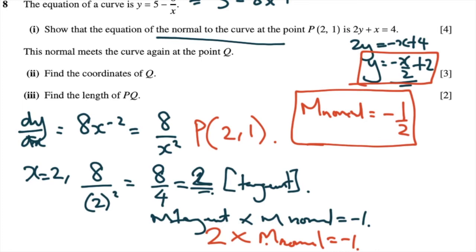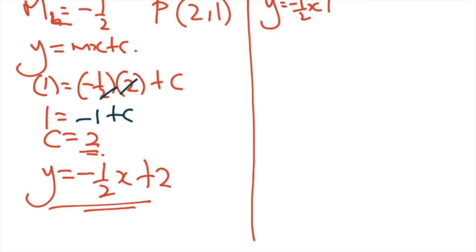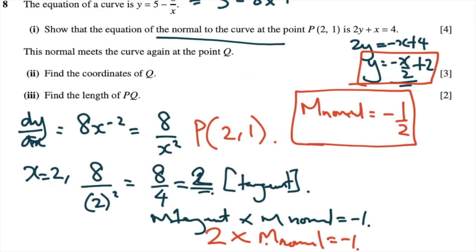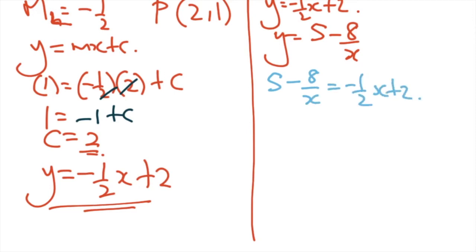Anytime two lines are meeting, you can find the meeting point by equating the two curves or by solving simultaneously, but I'm going to equate. Okay, let's see. Y equals negative half x plus 2, and the equation of the curve is y equals 5 minus 8 over x. Since it's meeting again, I'm going to equate both. So let's solve this.